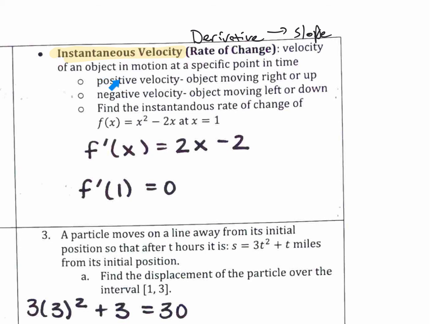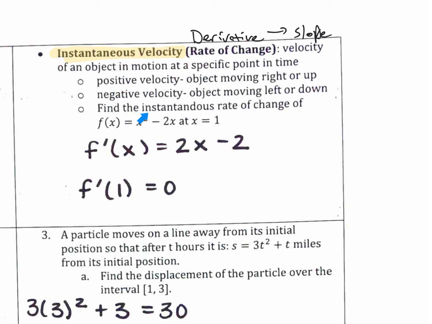Now, if we have a positive slope, our velocity is going forward. We have positive velocity. If we have a negative slope, our velocity is negative, so we're moving backwards. All right. If we're talking horizontal movement, forwards is going to the right, backwards is left. If we're vertical movement, positive velocity goes up, negative goes down.